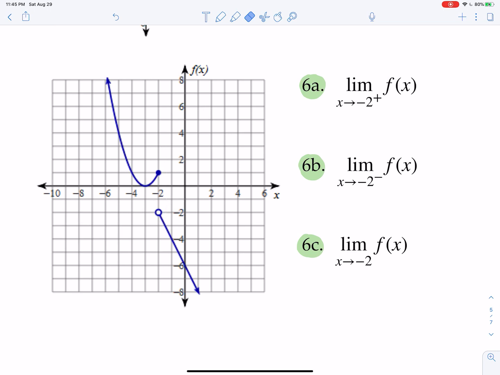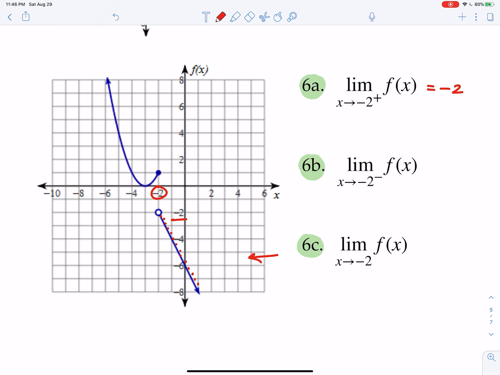So 6a right here is asking for, okay, I need the right-hand limit because there's a plus there. So that means I'm going to come from the right-hand side and kind of almost imagine yourself walking on this line. And as I get closer and closer to x equals -2, what y value am I getting closer and closer to? And the fact that the function is not defined there really doesn't bother us because it is very, very clear that up until that actual x value, we are getting closer and closer to a y value of -2.